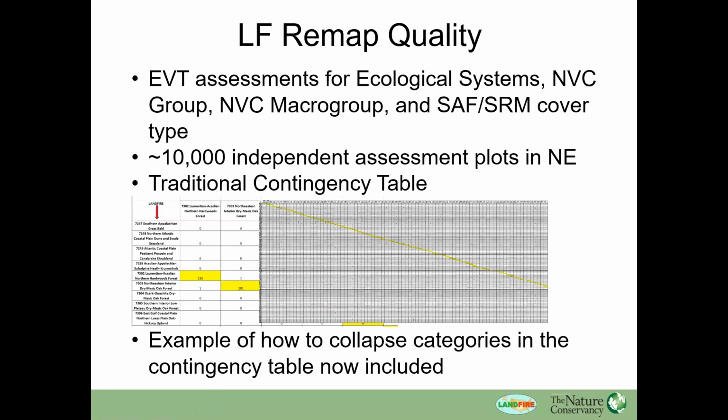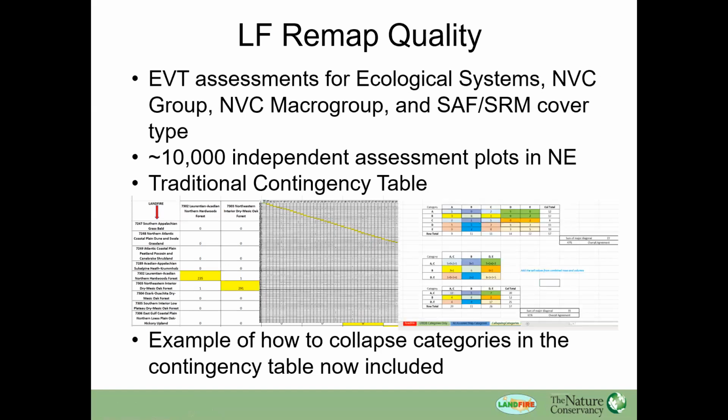The problem with the contingency table is in the Northeast geo area, it's 194 rows by 194 columns. It's pretty hard. I mean, all the information is there. If you want to zoom in on a particular spot, you can, but it is kind of hard to use that in a really practical way. So what we provide is a way, if you use a different category system, say you collapse all the coniferous systems into just a conifer group, we show you how you can collapse the contingency table so that you would have some estimate of what the quality of the LANDFIRE data was in your classification rather than in LANDFIRE's classification.